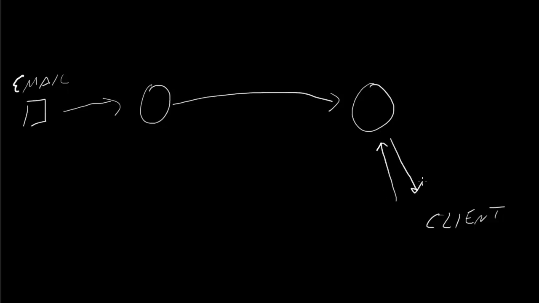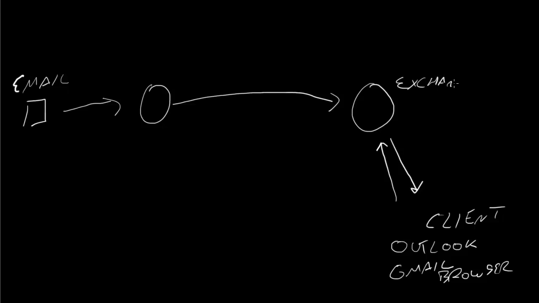downloads that email. Now that client can be most commonly Outlook, but it could just be the internet. It could be like a Gmail browser, so your web browser that you're logging in. The server up here in a corporate environment is oftentimes Exchange, Microsoft Exchange, or in the case of public servers like Yahoo Mail or Gmail, they actually store the emails up here.